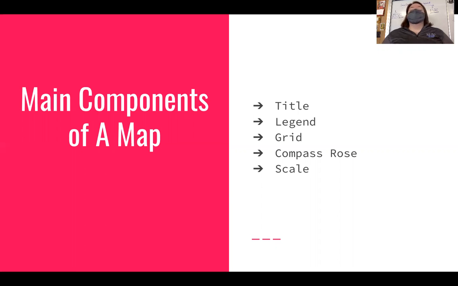A grid is also a main component of a map. Those would be your latitude and longitude lines. Sometimes they're in them, sometimes they're not, but they're still just as important. A compass rose to show you north, south, east, and west, and a scale to show you mileage versus inches on that map. Okay.